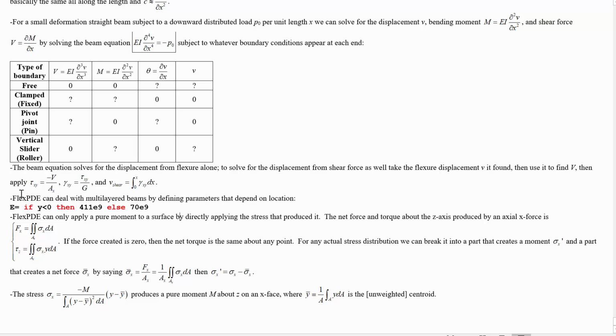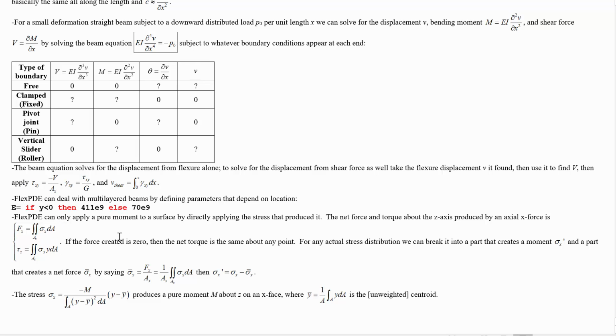Flex can deal with multi-layered beams by defining effective piecewise functions on the parameters like this. In computational multiphysics, we'll look at another way to do this, which gives us better numeric precision, but is a little bit harder to do. So for now, this is going to be a perfectly fine way to apply piecewise functions on material parameters.